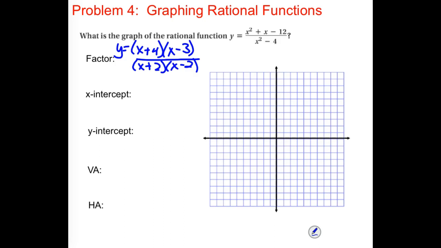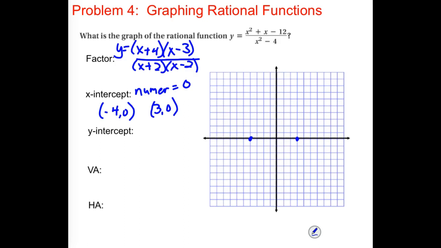X-intercept: we look at what makes the numerator equal to 0. Before we can do that, is there anything I can reduce out? Then I look at any factors in that numerator. What makes it 0? A -4 and a 3. So I have two x-intercepts: (-4, 0) and (3, 0). Put that information on your graph, the two places where we are crossing the x-axis.